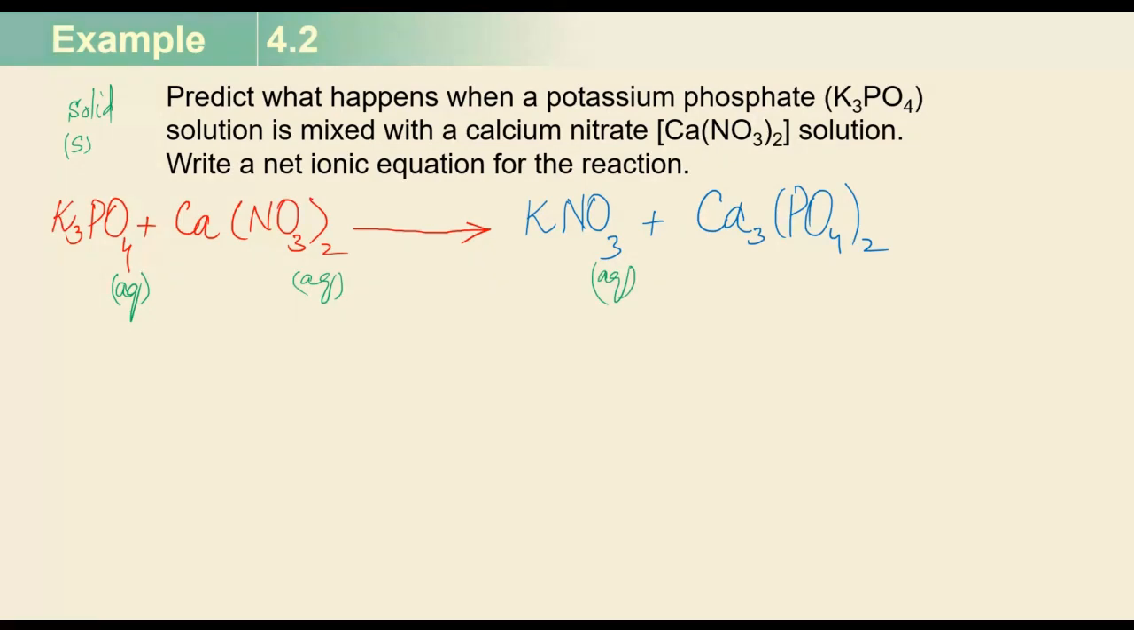Very good. Ca3(PO4)2. Is it soluble or insoluble? Insoluble. Why is it insoluble? Because of PO4. Yes, it is insoluble. You will write S.